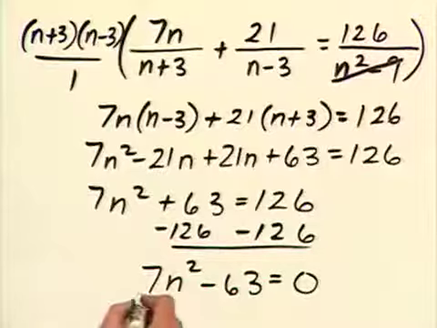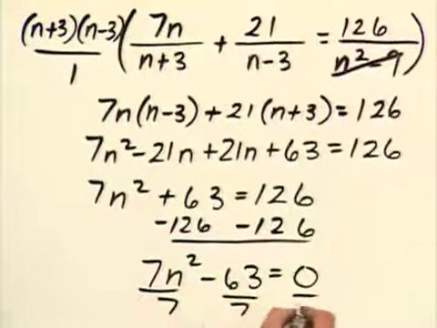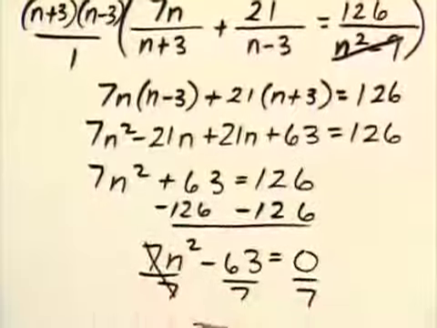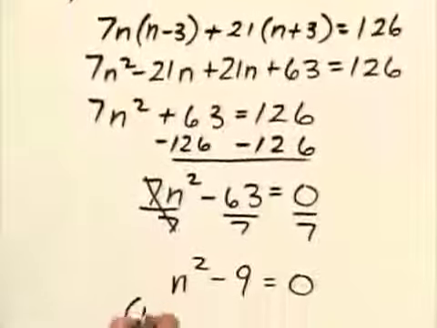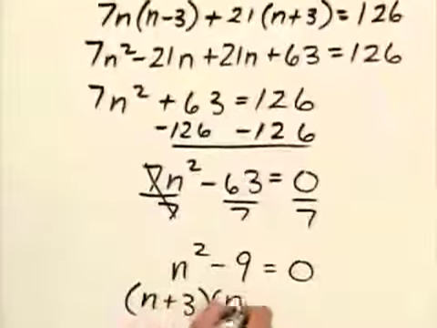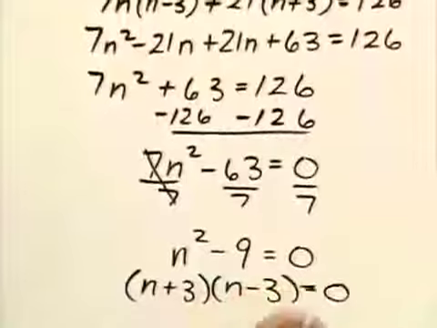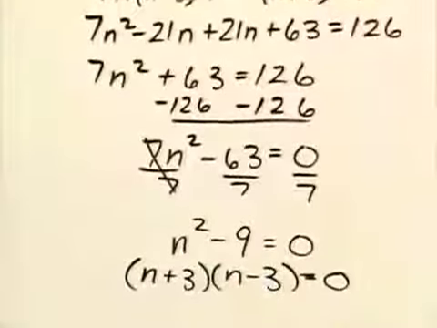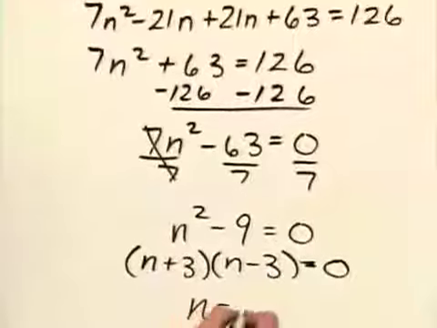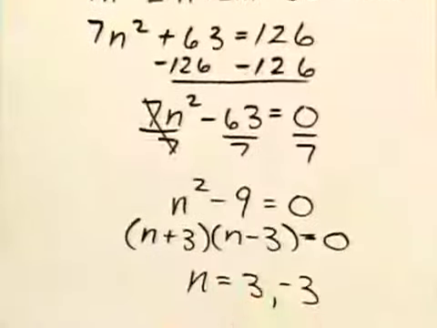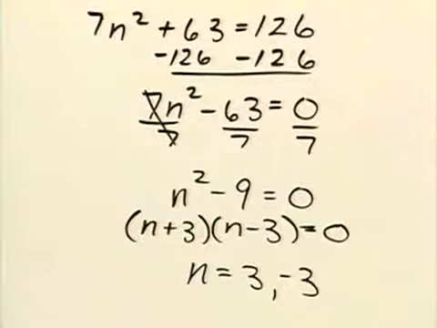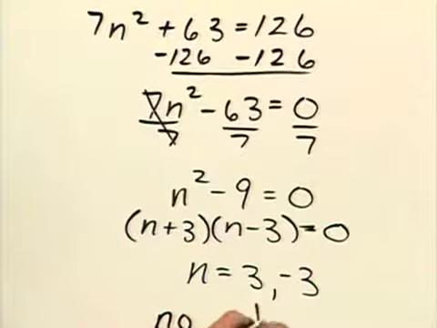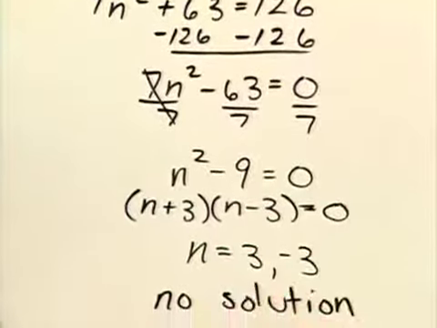Now if we divide both sides by 7 to make our numbers a little smaller, we will have n squared minus 9 is equal to 0. So factoring this out, we'll have n plus 3 times n minus 3 is equal to 0. And if we use the zero product property now, we'll see that n is equal to 3 and negative 3. If you remember that we said earlier that we cannot have solutions of 3 and negative 3, that means here that we have no solution then. So the solution set will be the empty set.